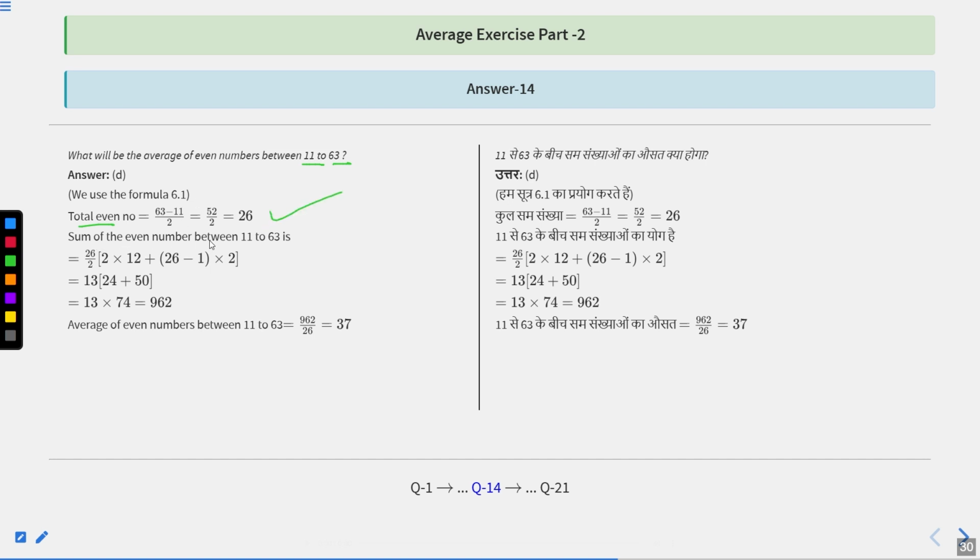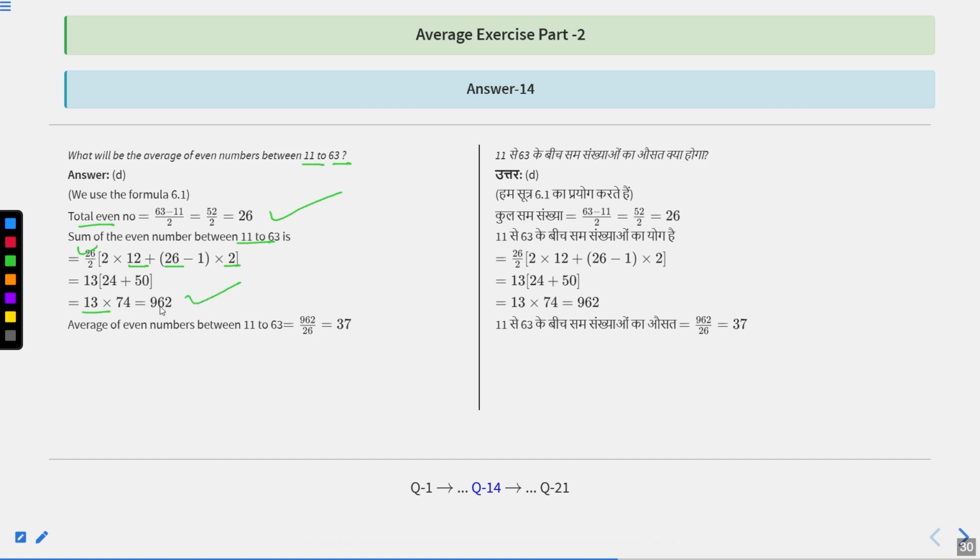Now the sum of even numbers between 11 to 63. We can use the sum of n numbers formula, which is n by 2 times 2a plus n minus 1 into d. Here n is 26, so 26 by 2, 2 into a, where the first number is 12, plus 26 minus 1 into d. The gap between two numbers is 2. When we calculate it, we get 13 multiplied by 74, which becomes 962.